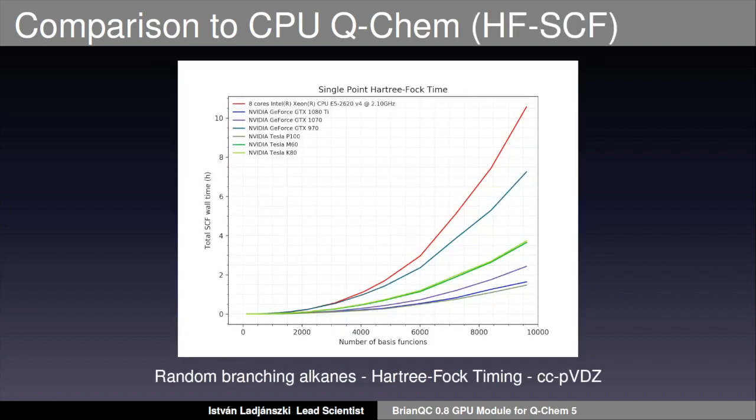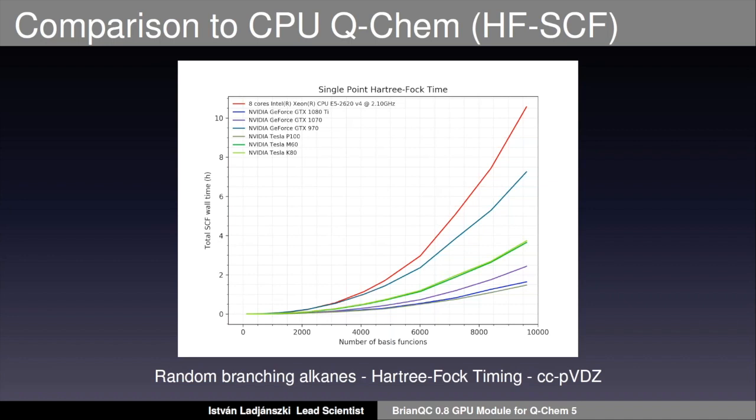First, I would like to show you the timings and speedups of the Hartree-Fock self-consistent field algorithm when run with the BrianQC module. These are all these random branching hydrocarbons I told you about earlier, and the system size goes from 5 carbon atoms and the corresponding hydrogens, of course, up to 400 carbon atoms and the corresponding hydrogens. So the number of basis functions goes from practically 0 to a little below 10,000. All computations were carried out in cc-pVDZ, so double-zeta sized basis sets.